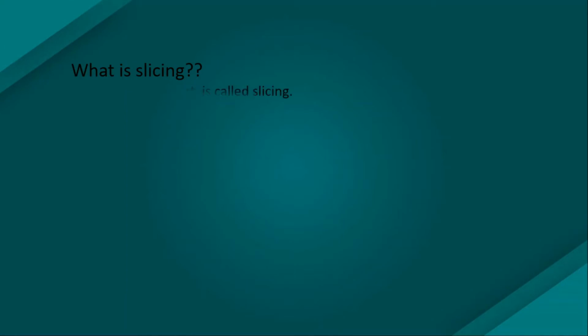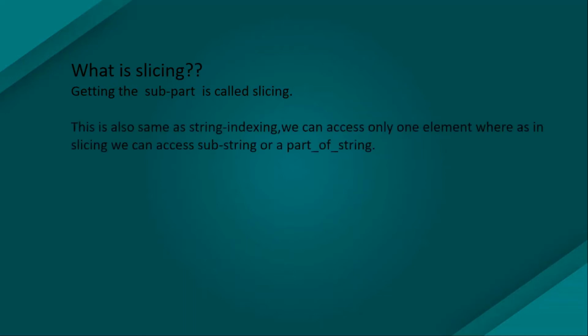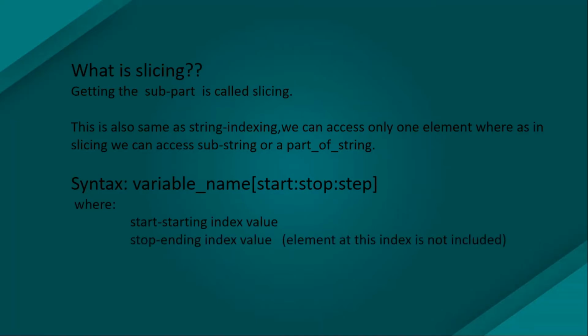And now what is slicing? Getting a subpart is called slicing. This is also the same as string indexing. In string indexing we can access only one element, whereas in slicing we can access a substring or a part of the string. And the syntax is like this, where start is the starting index value, stop is the ending index value, and the element at the stop index is not included, and step is the step value. Step value is nothing but the difference between the indices of two successive elements.